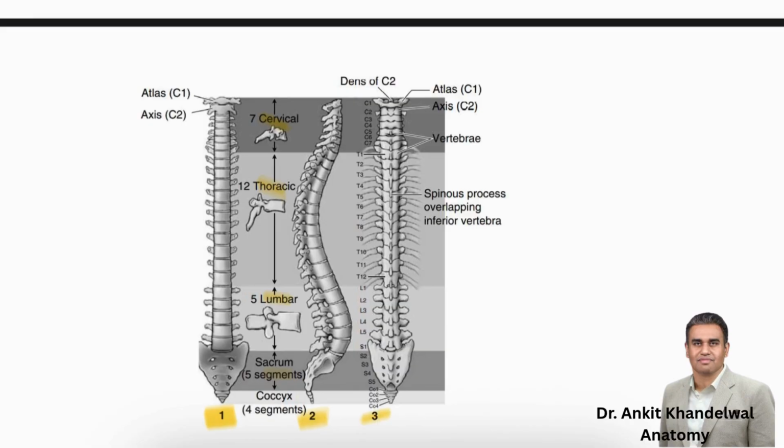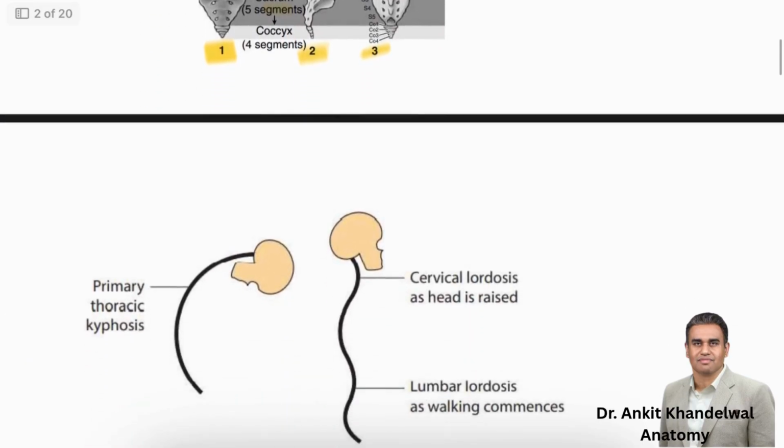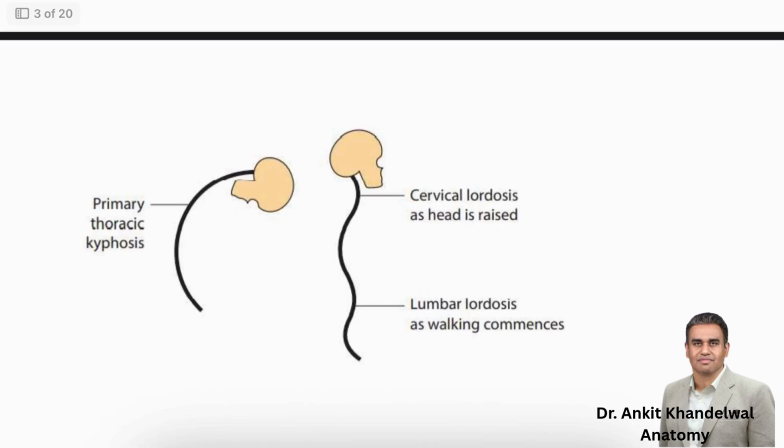And figure number 3 is the posterior view, as you can see the spines of the vertebral column. Now if you look at the curvatures, the posterior curvature of the thoracic vertebrae is known as kyphosis. And for the cervical and the lumbar vertebrae, we have an anterior curvature that is known as lordosis. So the cervical and the lumbar vertebrae are anteriorly convex, and the thoracic vertebrae is anteriorly concave.